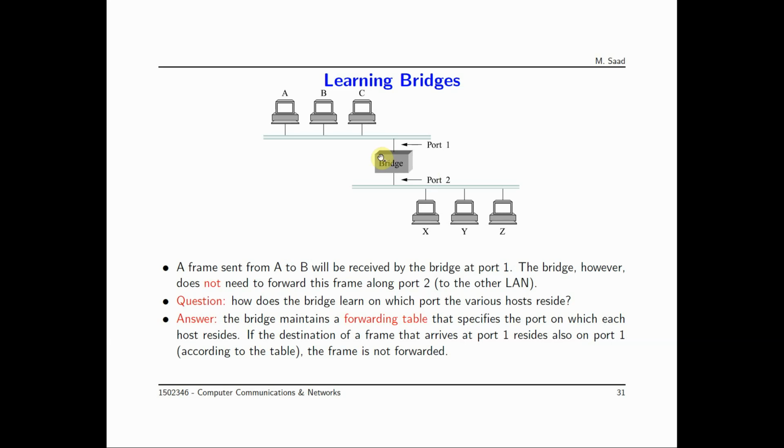How will the bridge decide forwarding or not forwarding? So the bridge, to be efficient, does not have to forward if the destination is connected to the same port from which the frame came.